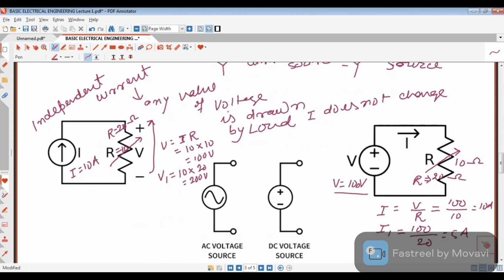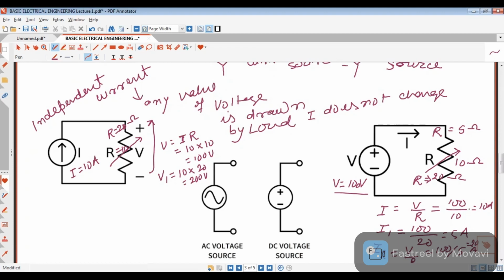If resistance is reduced, suppose the resistance is 5 ohm. So what will be the value of current? The new current I2 will be, from Ohm's law, V by R, and V is 100 and resistance is how much? Resistance is 5. So current becomes 20 ampere.